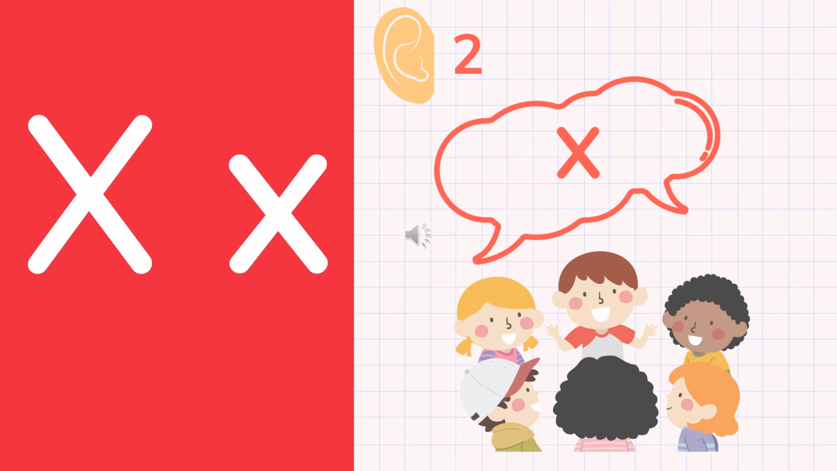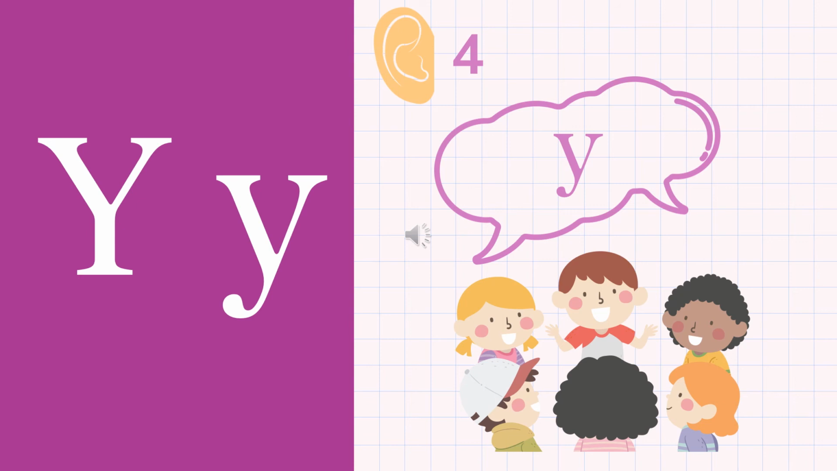This is the letter Y, and you will notice that the letter Y is the only letter we've had so far that has a purple background. The letter Y has four sounds. Y, I, I, E. Please repeat after me. Y, I, I, E.